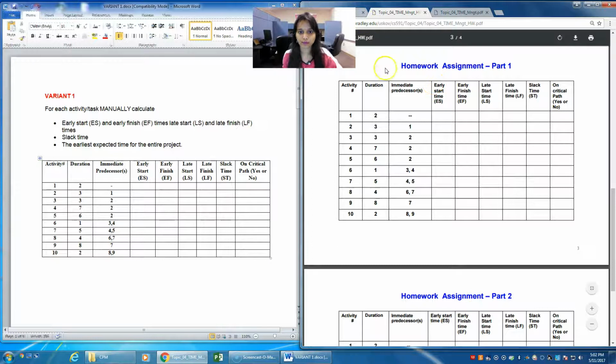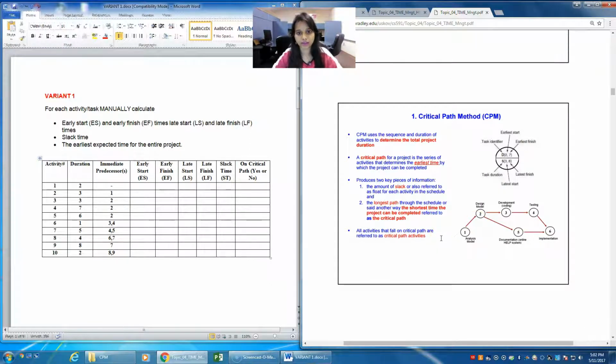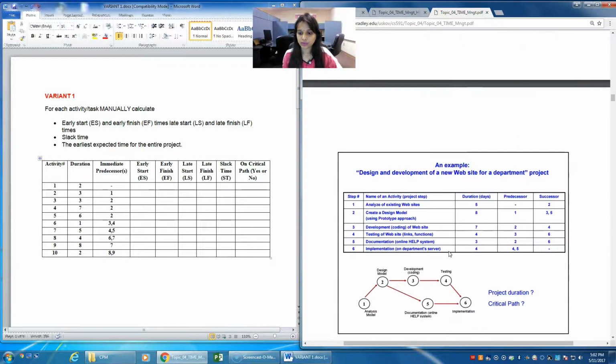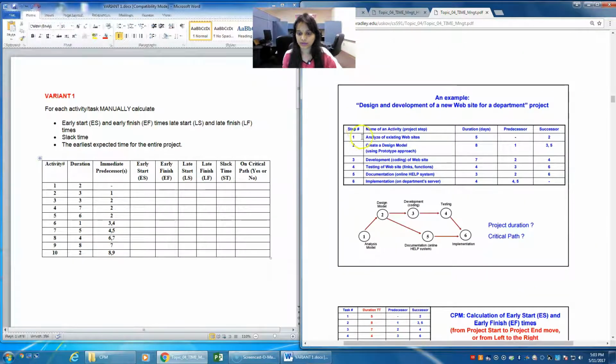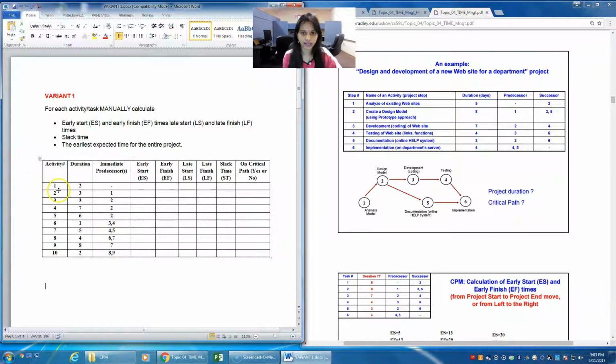I'll be explaining how to do the critical path for one of the assignments here. The critical path is nothing but finding out the shortest time that the project can be completed, or it's the longest path through the schedule of the project. We have a list of steps and their activities, durations, predecessors and successors. In the homework we are not providing you with the successors, it's all about the predecessors.